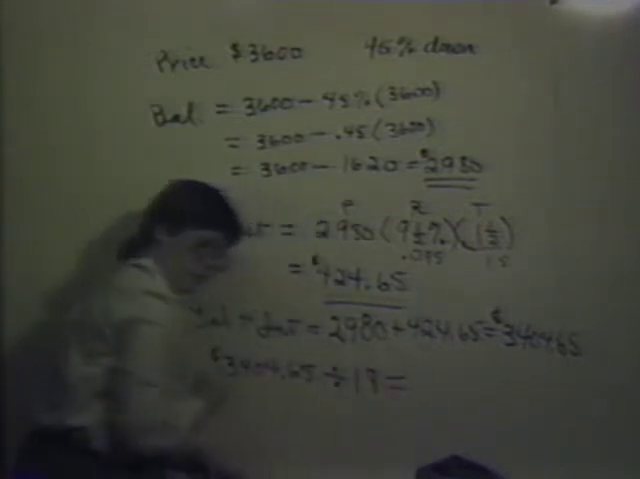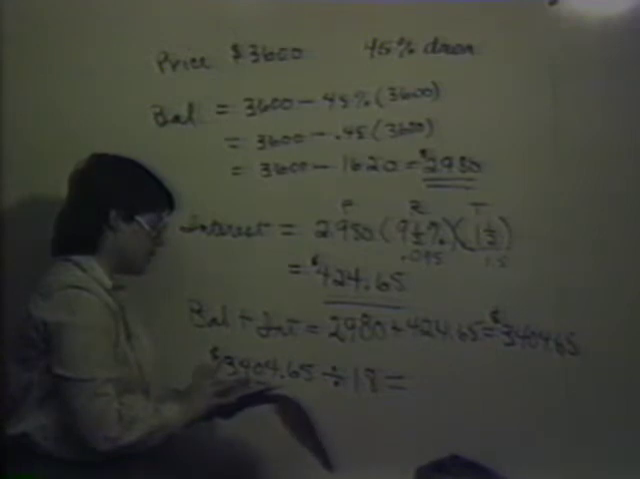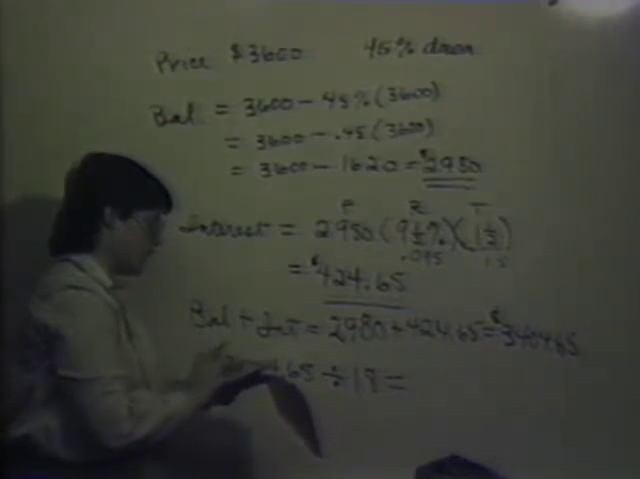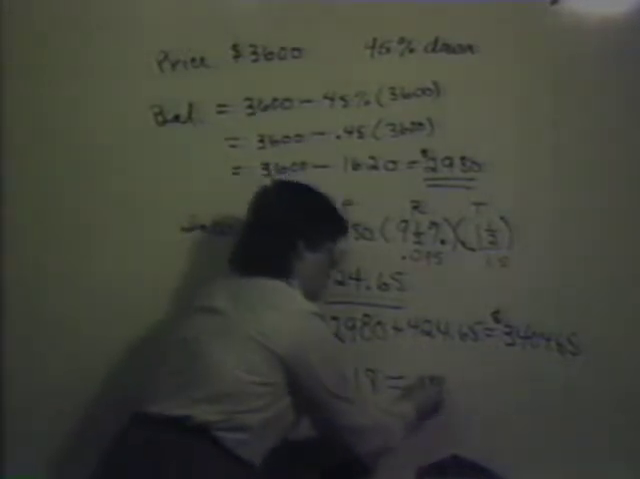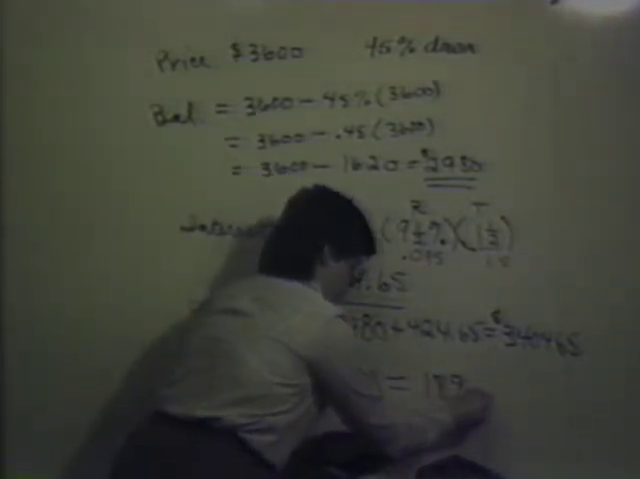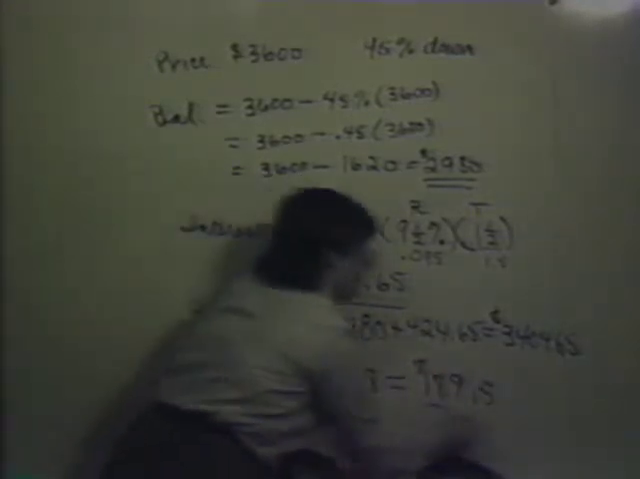You had to do a lot of arithmetic in this problem, didn't you? So let's take our balance, divide it by the number of months. Boy, our math helps. Calculators are really handy for this. And I end up with $189.15 when we round the cents.